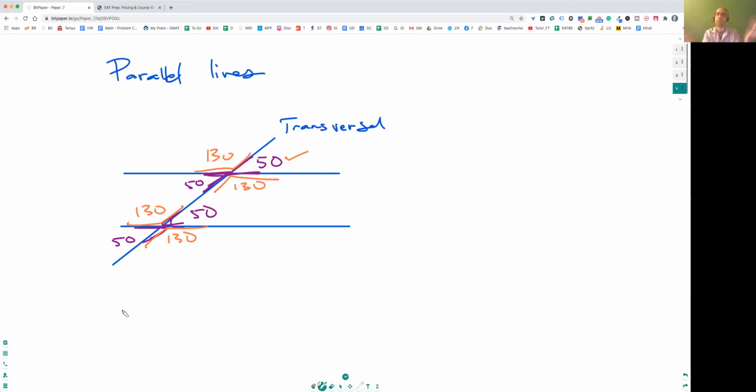If it's an acute angle, it's 50. If it's an obtuse angle, it's the other one. Okay, so let's try and see how we can work another problem here.